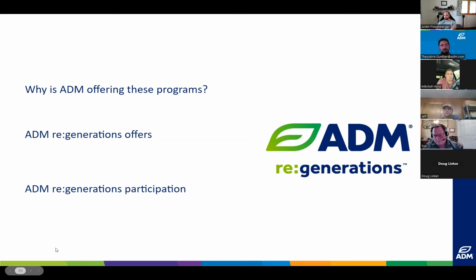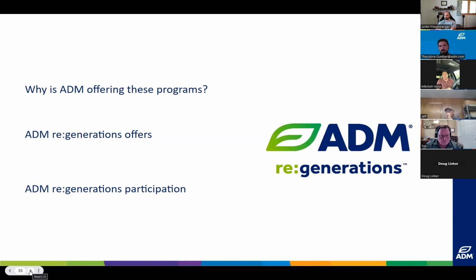So looking at the slide here, what I want to cover here a little bit is just why ADM's offering these programs. I want to talk a little bit about the ADM regenerations programs, and I'll focus on Iowa, and then how to participate and what we have going on. I know, Mitchell, we want to get into some conversations around future opportunities, but I'd like to talk a little bit about what we have going forward, or have on the table now, and then we can get into some of what the future might hold and how we'll be participating in it.